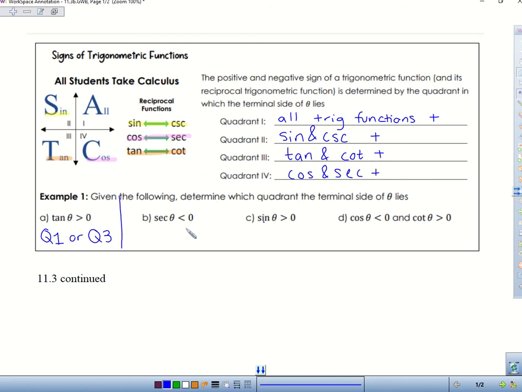Secant is less than 0. That means that secant is negative. So we know that secant is positive in the first and fourth. So secant must be negative in the second and third. So you get how you use logic to determine it? Sine is positive. Where is sine positive? In the first and second.